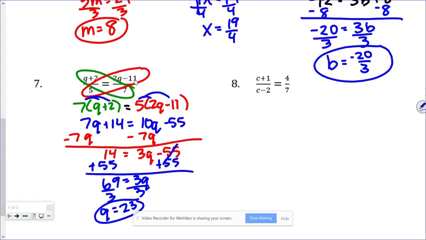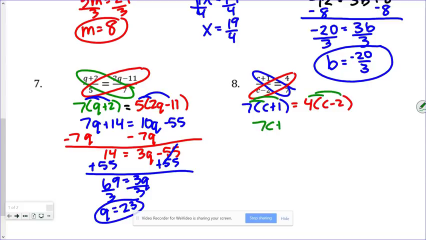Okay, last one. We have a C on the numerator and denominator of the same fraction. Again, that's going to be okay because this diagonal is going to be on one side of the equal sign. This side is going to be on the other. So I have one diagonal, so 7 times C plus 1. And then that equals this other diagonal, which is 4 times C minus 2. So when I distribute, I have 7C plus 7 is equal to 4C minus 8. So I need to move this positive 4C over, so minus 4C to both sides.